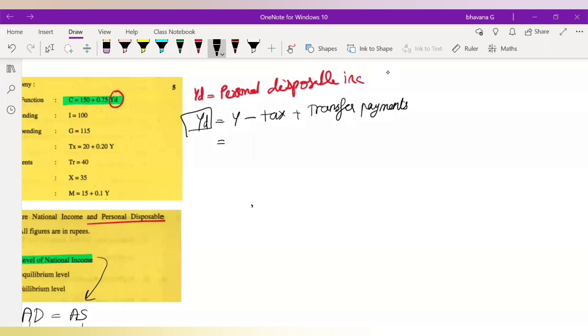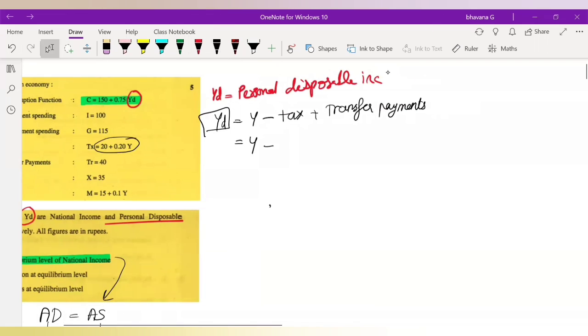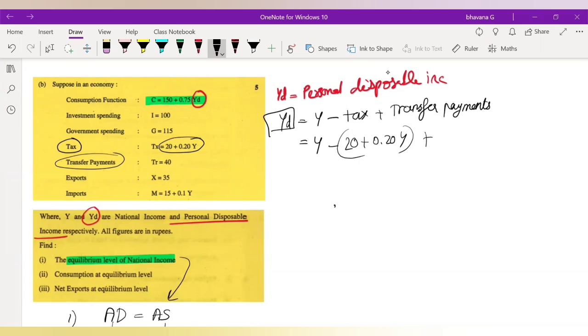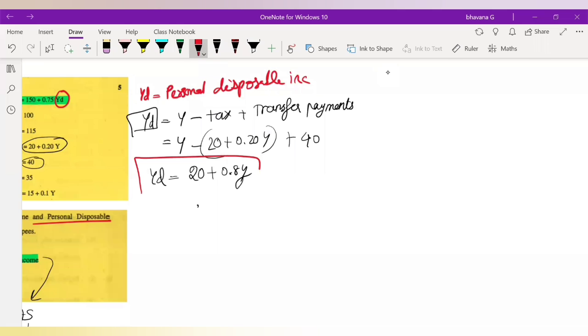Okay, so then from the question we will derive this. So YD equals y minus, what is the tax in the question? They have given you tax equal to 20 plus 0.20y. So it is going to be 20 plus 0.20y, plus transfer payments. Do you have any transfer payments? Yes, your transfer payments are 40. So plus 40. If you simplify this, your YD is going to be 20 plus 0.8y.